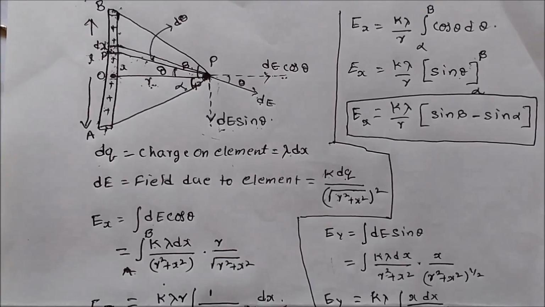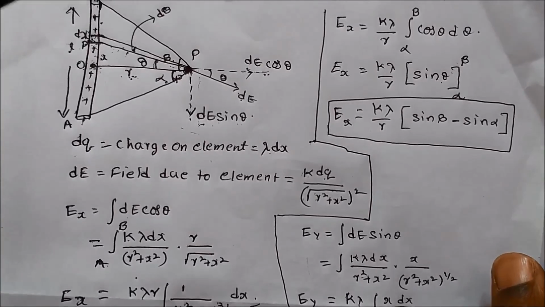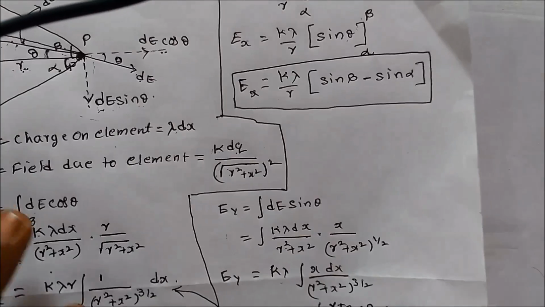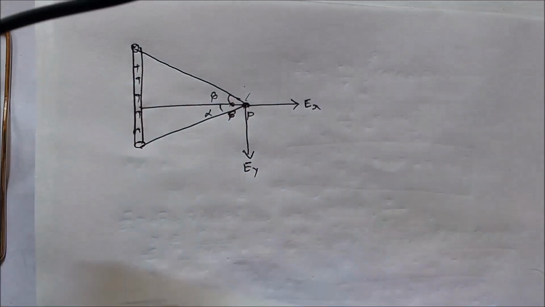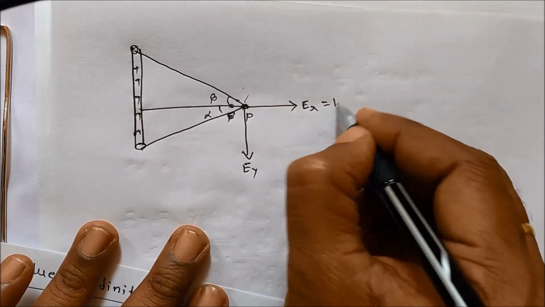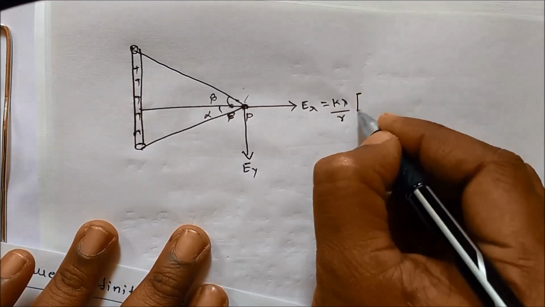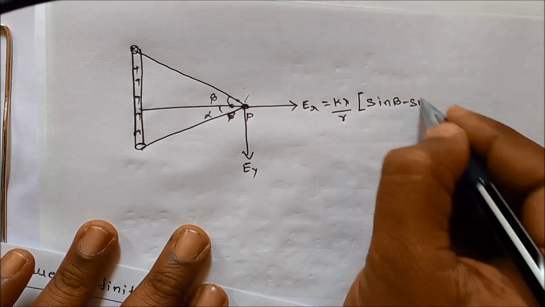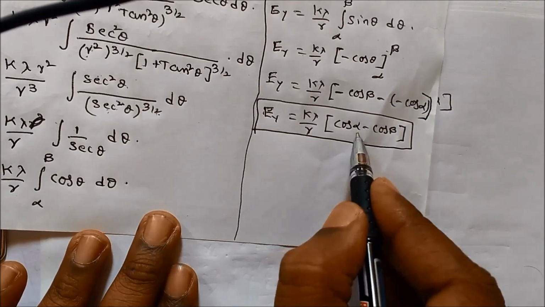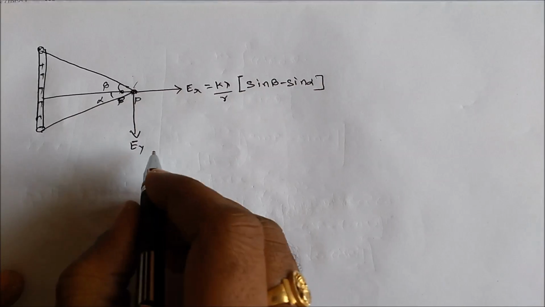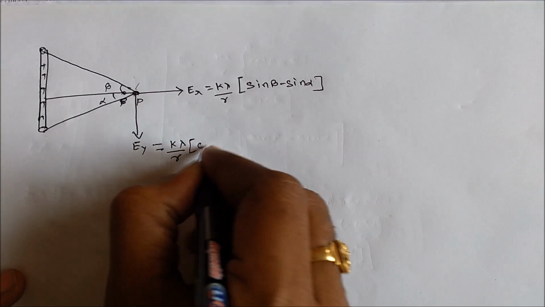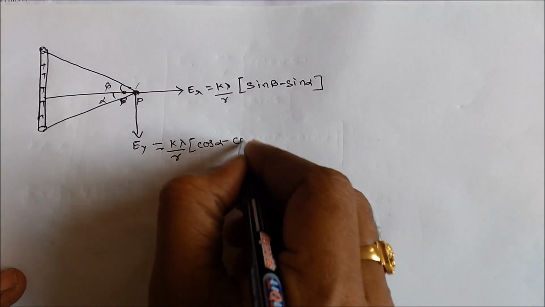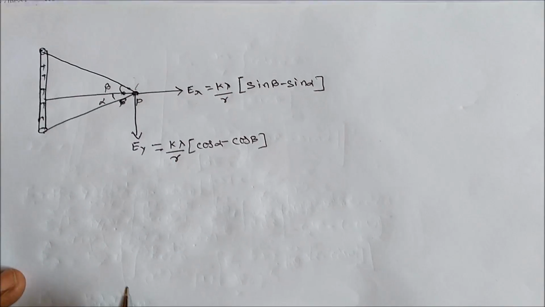Now I am redrawing this diagram once again. In this derivation we got Ex value is k lambda by r times sin beta minus sin alpha. I am writing here Ex is equal to k lambda by r, sin beta minus sin alpha, and Ey is equal to, we got, k lambda by r, cos alpha minus cos beta. These are the two things we got.